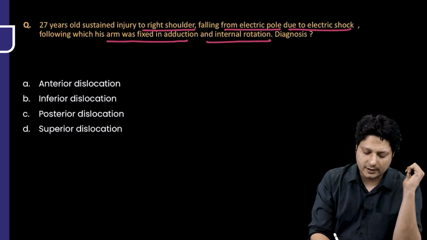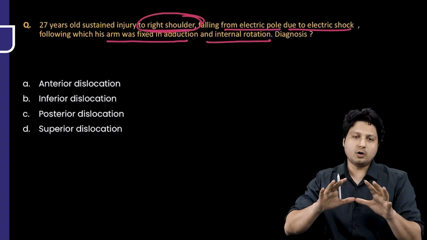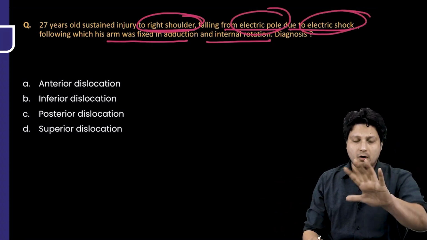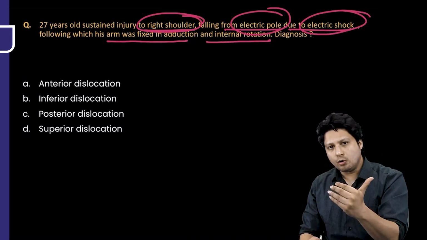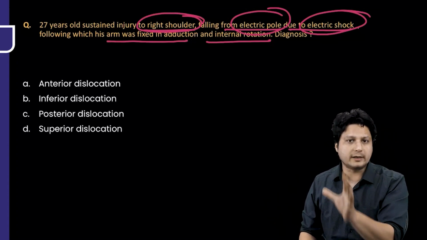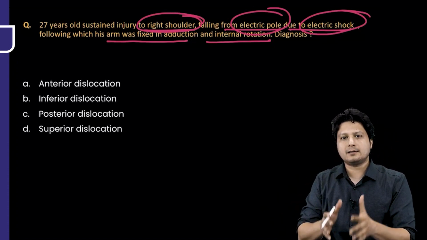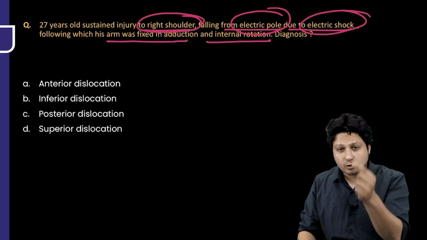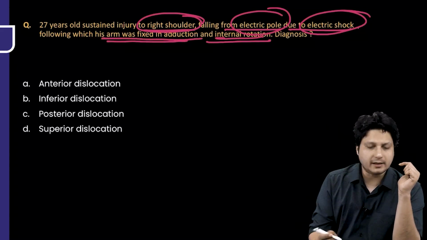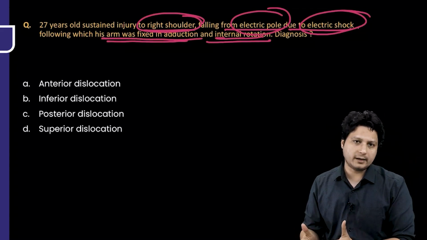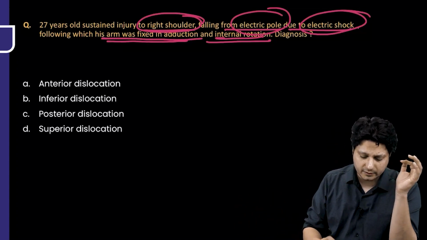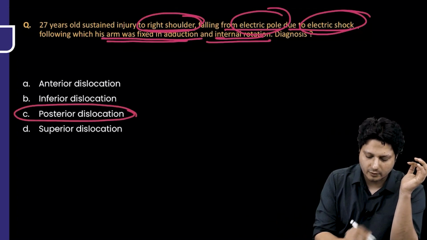Now, a 27-year-old sustained injury to the right shoulder. So the examiner is asking about a shoulder injury. Falling from an electric pole due to electric shock. Now, although this is a finding which goes in relation with posterior dislocation of the shoulder, till now you have not concluded the diagnosis. The possibility is there that the answer will be posterior dislocation, but the conclusion will be based on the attitude. Then, following which his arm was fixed in adduction and internal rotation, and this confirms your finding. That means the arm is held in adduction and internal rotation. What is the most probable diagnosis the patient is suffering from? The answer is posterior dislocation of the shoulder joint.